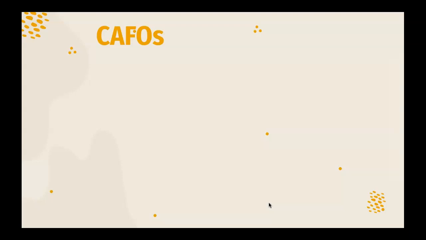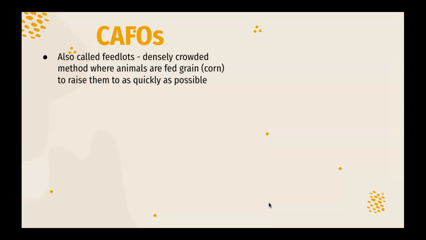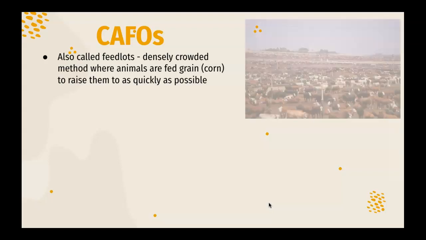So the first thing that you need to be aware of are things called CAFOs. CAFO stands for Concentrated Agricultural Feeding Operations. These are what you might know as feedlots. These are really densely crowded areas where cows, pigs, chickens, typically they're fed grains, and the goal is to raise them as quickly as possible, because if we raise them quickly, we're going to make more money.